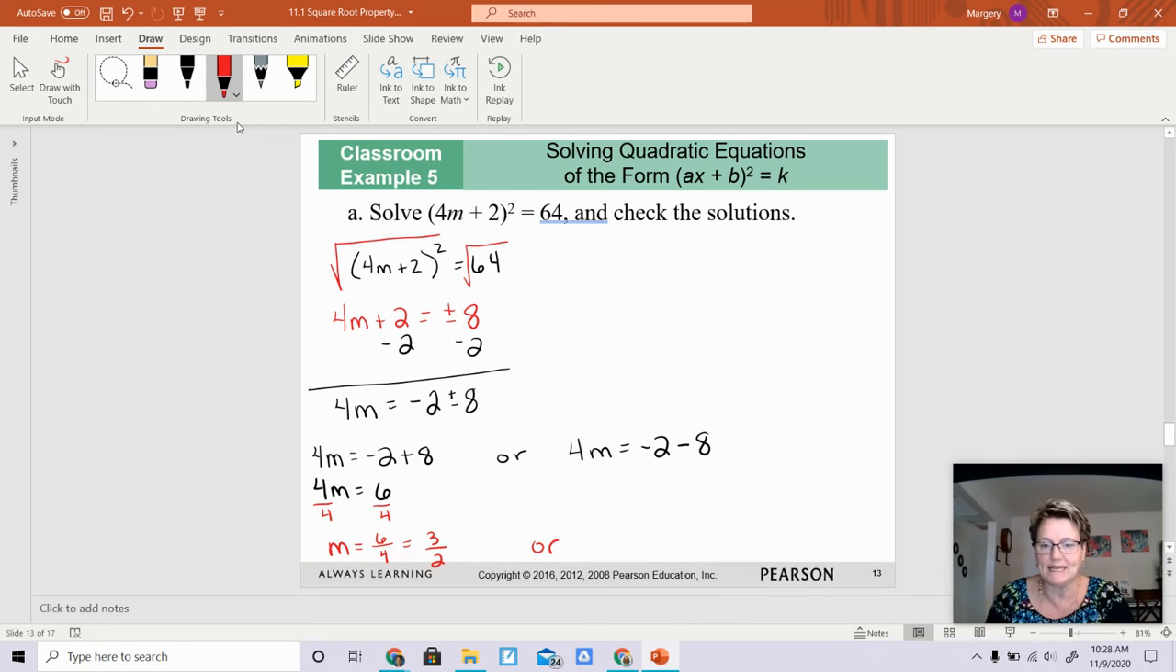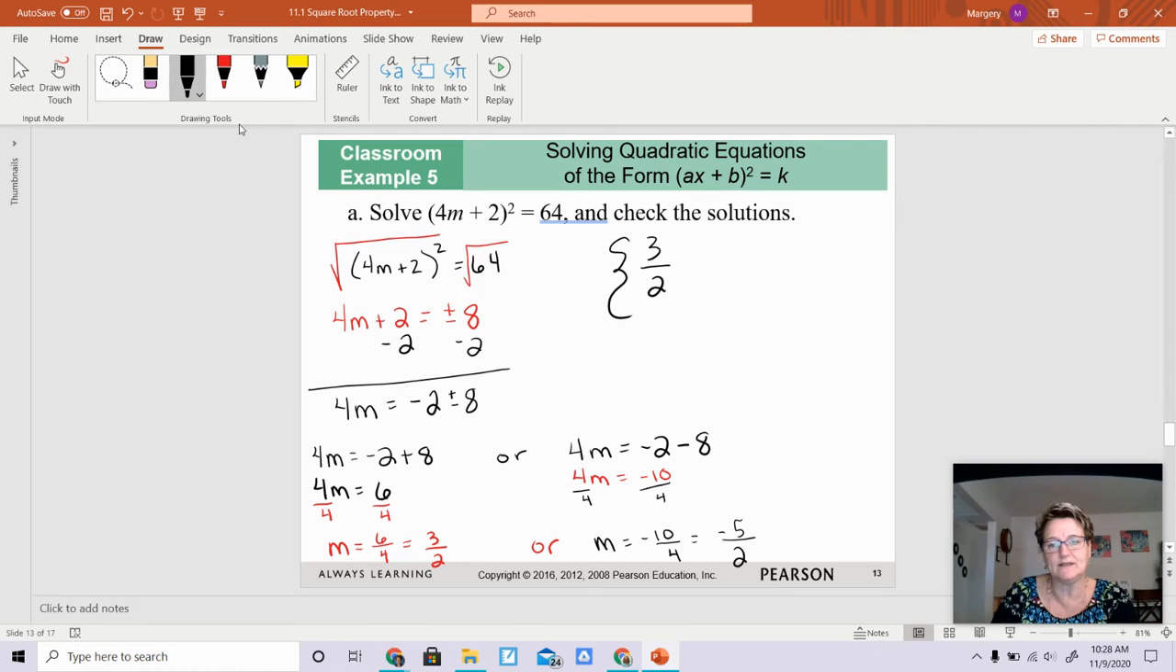Or I'm going to do the same thing over here. I get 4m equals negative 10, because negative 2 plus a negative 8 is a negative 10. I'm going to divide both sides by 4, and I'm going to get m equals negative 10/4. Now, they both share a 2, so your actual answer is negative 5/2. 2 goes into negative 10, negative 5 times, and 2 goes into 4 twice. So your two answers would be 3/2 or negative 5/2.